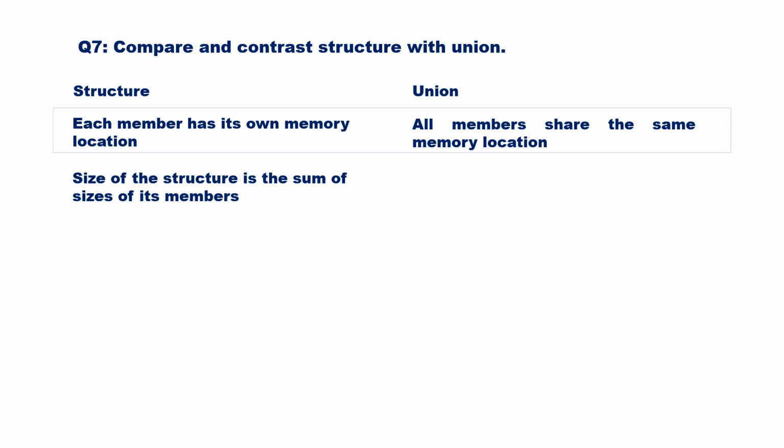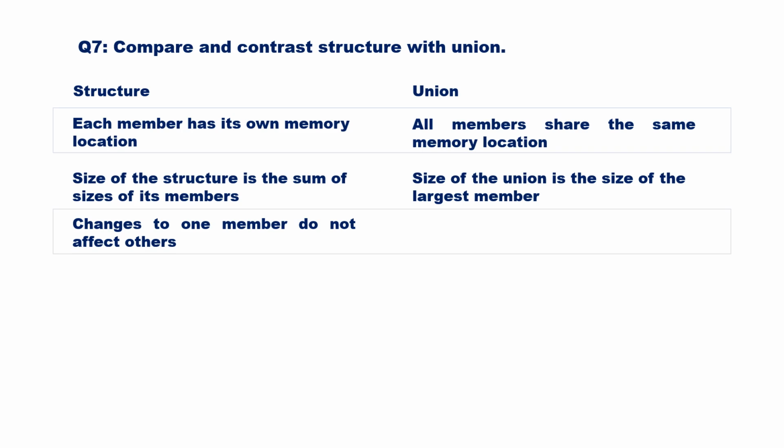The total size of a structure is the sum of the sizes of all its members. The size of the union is equal to the size of its largest member, as all members overlap in memory. Since each member in the structure is independently accessible, changes to one member do not affect others. You can only access one member of a union at a time. Modifying one member of a union will override the values of other members.